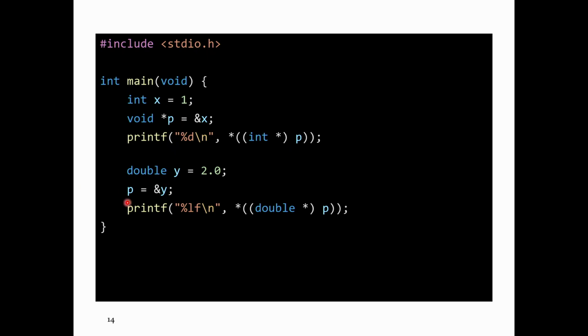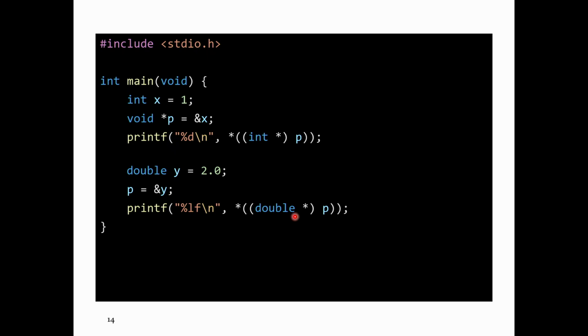Now, remember, p can point to anything, so I can reuse p down here. I can make a double y, set its value to 2, and then have p point to that double value. So I can take the address of y and store that in p. Before I can use p, again, I have to tell the compiler what type p actually represents. Well, p is actually a pointer to a double, and then I can dereference that value to get the value of y. So this will print 1, and this will print 2.